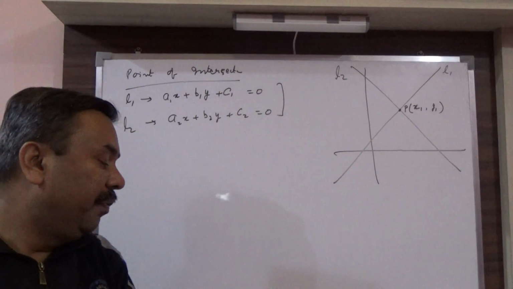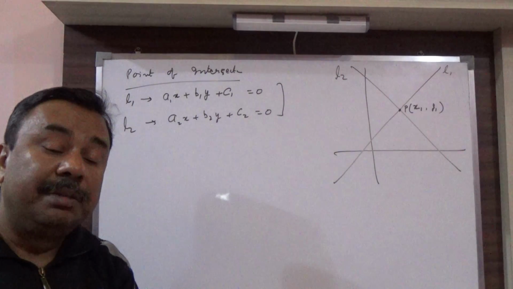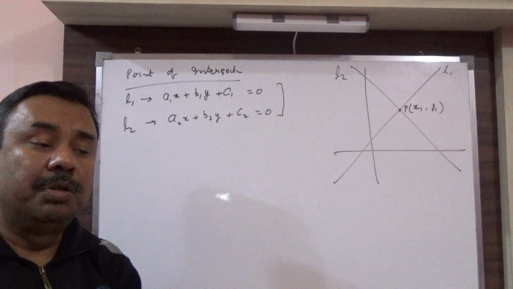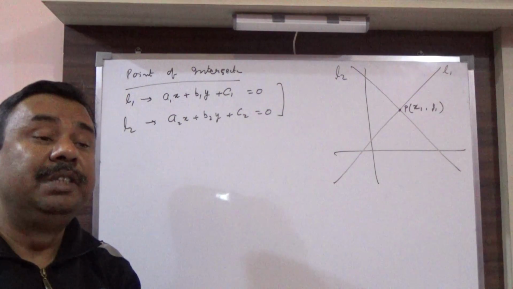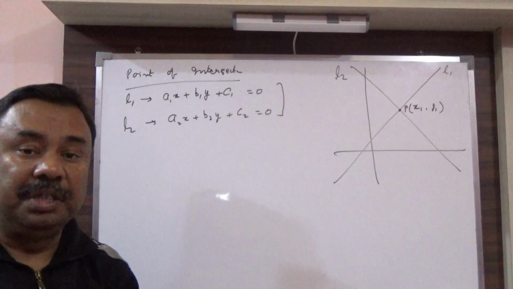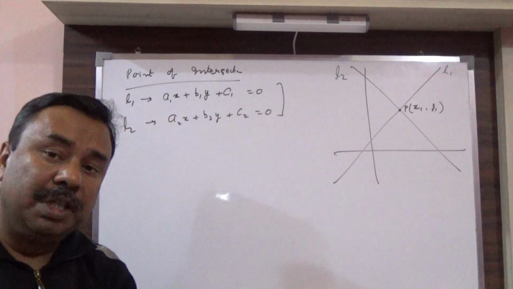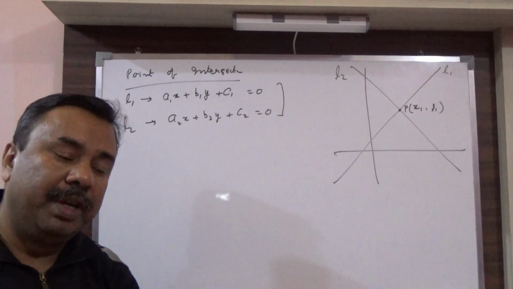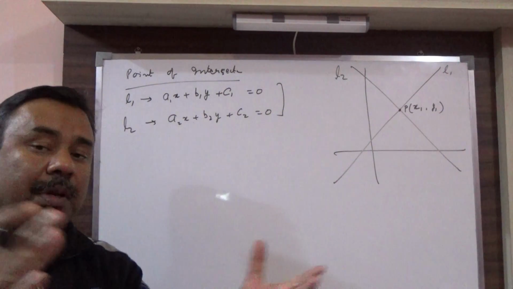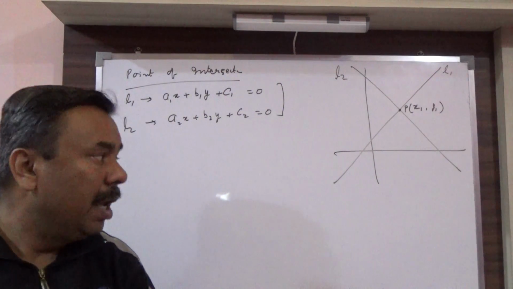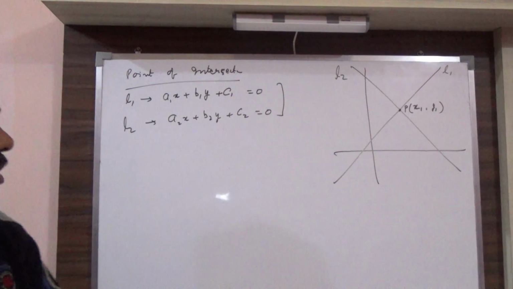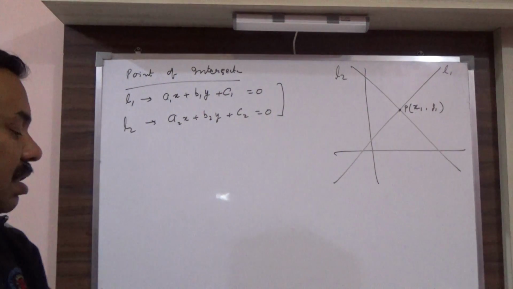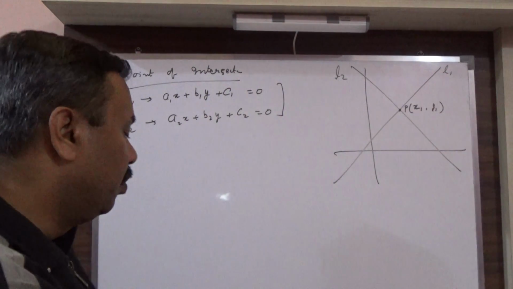Okay, now if it is so, that means one way to find out this point is to just solve these two equations simultaneously. When you solve these two equations simultaneously, you get one value of x and one value of y that satisfy both the equations, and that will be the point of intersection. Okay, but let's do another way also. There is a very easy method to find out.